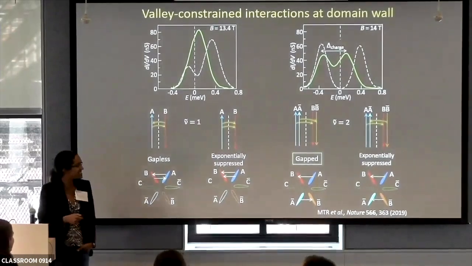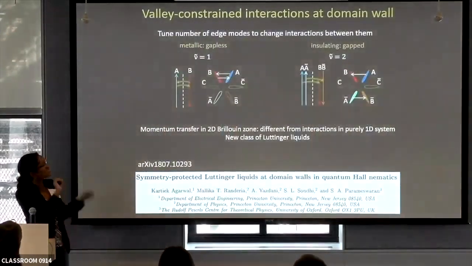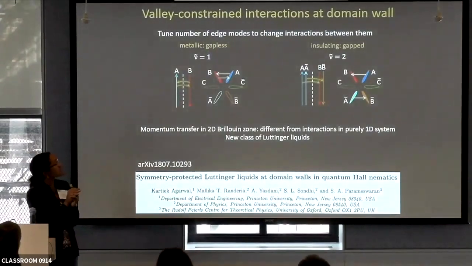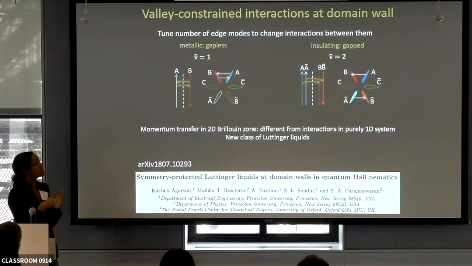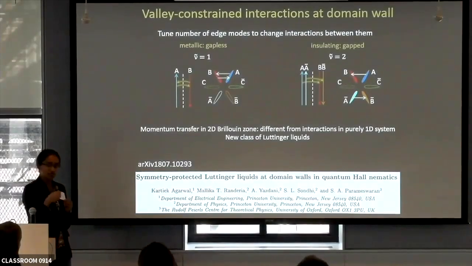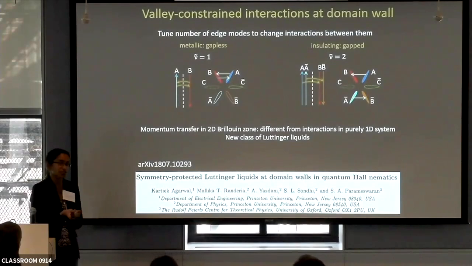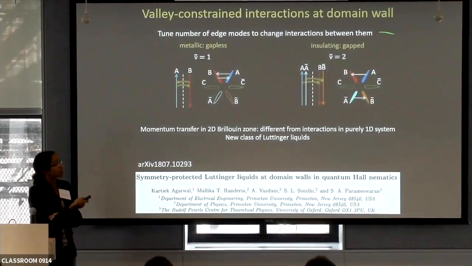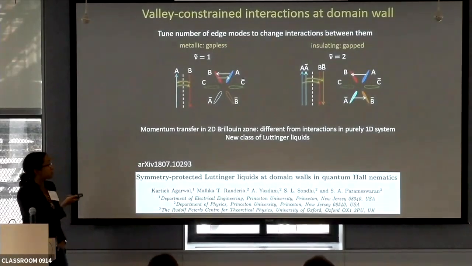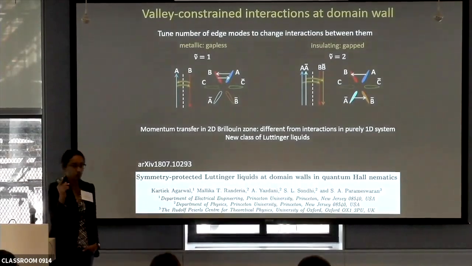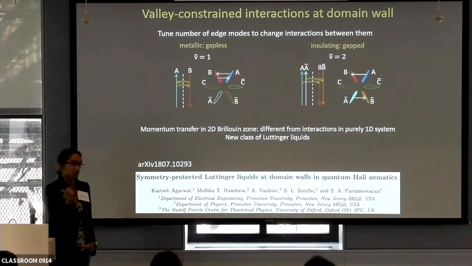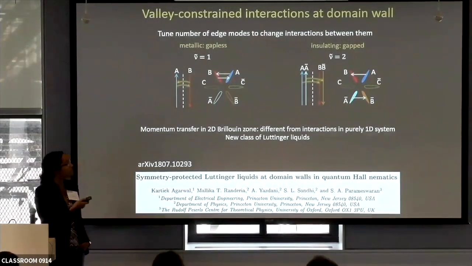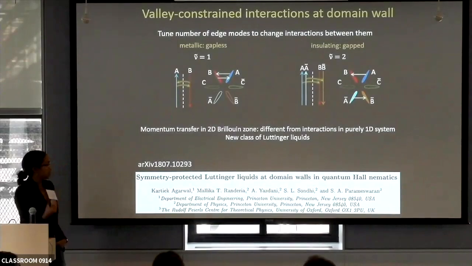Great. Well, I'm almost done too. This is really the key point of the second half of the talk: we have a unique system where, by being able to tune the number of modes at this domain boundary, we can really change the interactions between them and go between a case where we have a metallic gapless mode at the boundary and a case where the modes that we can measure are gapped. And these interactions are different from something you would expect in a purely 1D system, because we really have to consider the momentum transfer involved in the 2D Brillouin zone. And so that's really the takeaway message here.